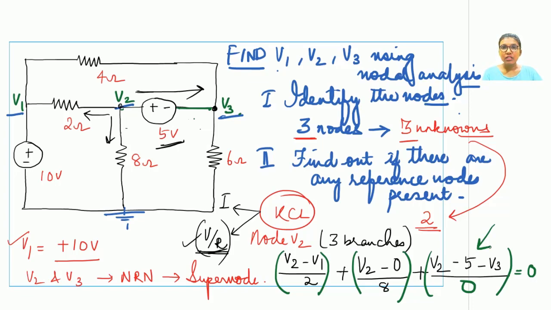So what is to be done in such a scenario? When one is not able to write the KCL equation due to the presence of 0 resistance in a particular branch, it implies that we are dealing with the supernode condition. I hope this part is clear. So let us see now how do we solve this condition of supernode.